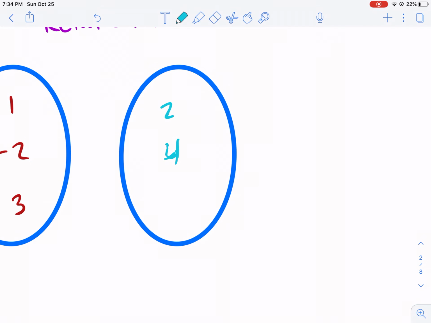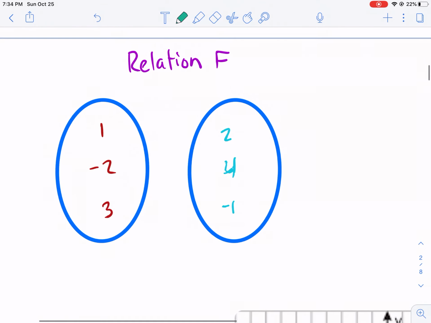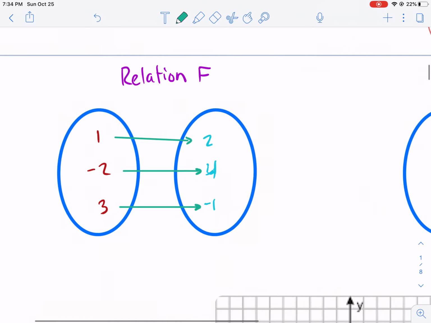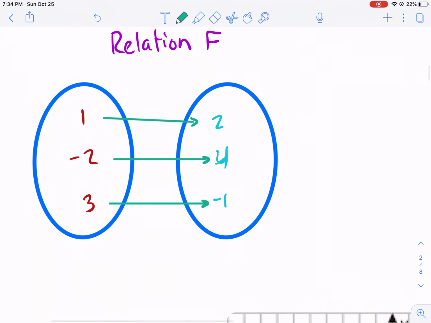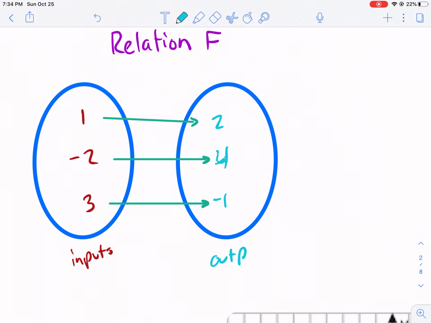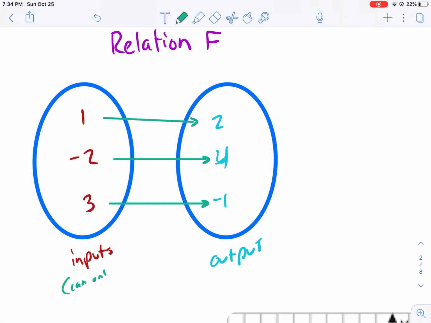2, 4, and -1. Now, mapping notation means we're going to show how each one of these maps to their unique value. So 1 maps to 2, -2 maps to 4, and then 3 maps to -1. So you can see that each input, these are inputs on the left, only has 1 arrow. Okay, so that's another way to think of it. Each input can only have 1 arrow.